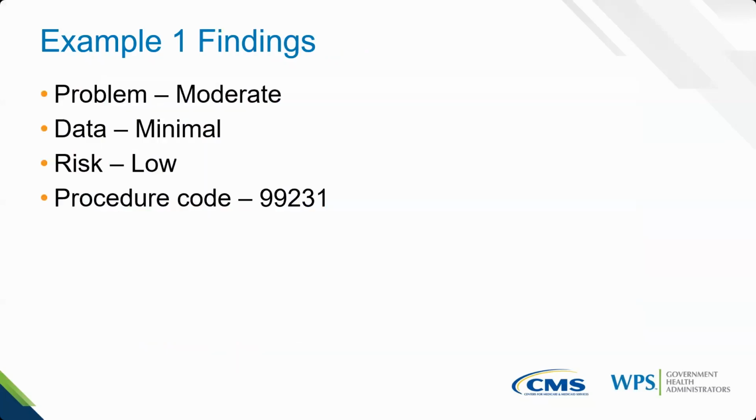So what we have determined for this is that the 99231 procedure code is the more accurate procedure code. Now, there's nothing in this documentation that shows this is the first time that this particular practitioner saw the patient within the facility. So therefore, we are going with that subsequent procedure. We determined that the problem was moderate, the acute hypoxic respiratory failure.